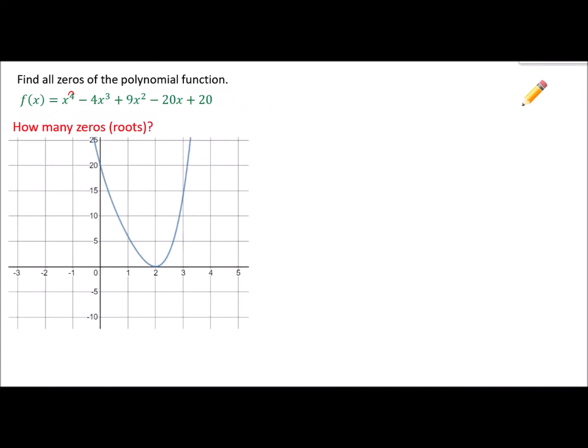It says that there's supposed to be 4 roots or zeros. But looking at the graph, I only see 2. So right here is x equals 2. That's one of my zeros. Now it bounces off of here, which means it has multiplicity.